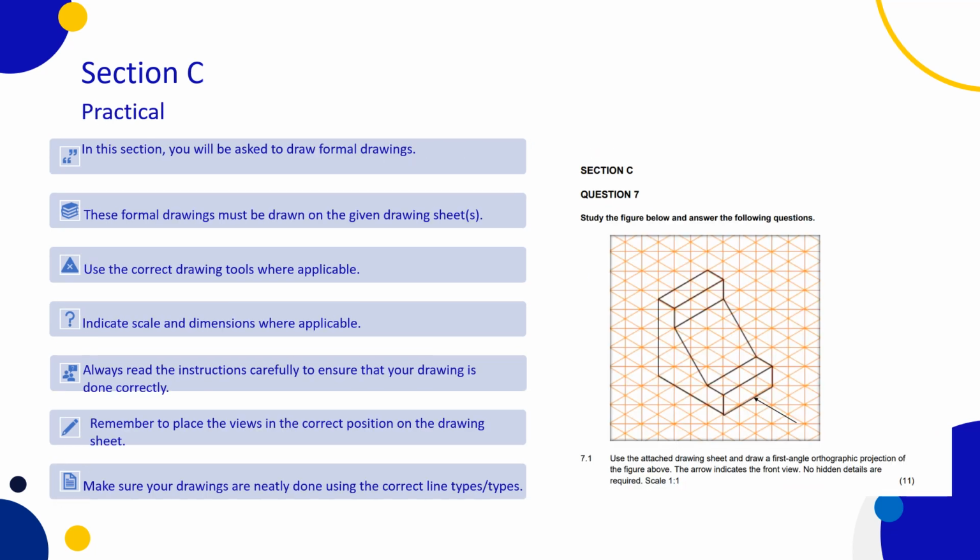Section C of your examination is usually your practical aspect, where you might be asked to do formal or technical drawings. As you can see on the screen, there is an example again of what a typical section C question might look like. In this section, you will be asked to draw formal drawings. These formal drawings must be drawn on the given drawing sheets, which will be made available to you before your exam takes place.